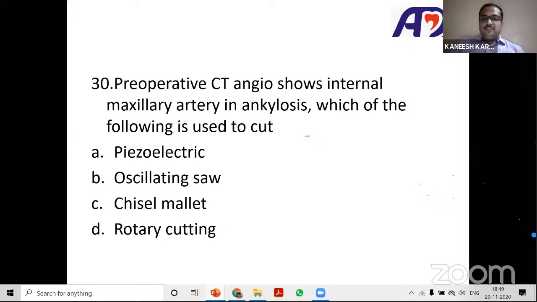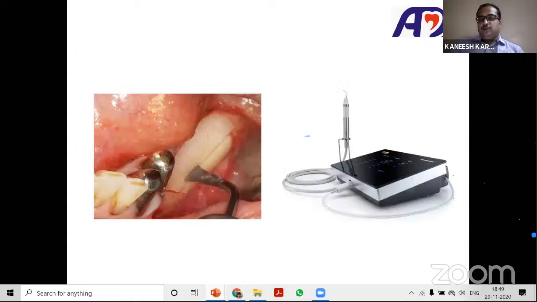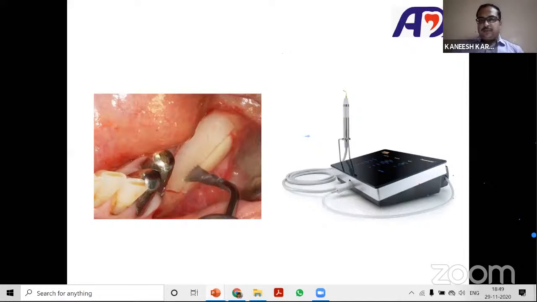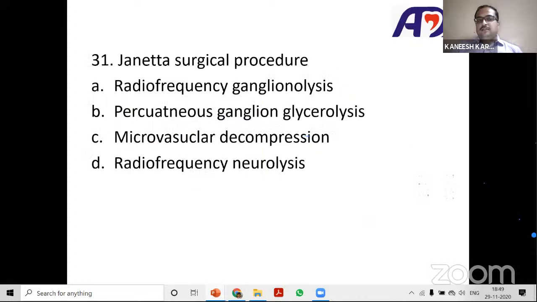Okay. Generally, we use an oscillating saw or a chisel and mallet. Okay. But if there is a vessel which is very close by to the bone, then it is better to use the piezoelectric instrument. This cuts only the bone and it spares the soft tissue. Okay, this is a piezoelectric saw which cuts only the bone. It will not cut any soft tissue. Okay. So what is Jaanta surgical procedure?